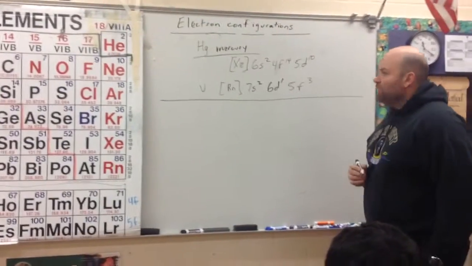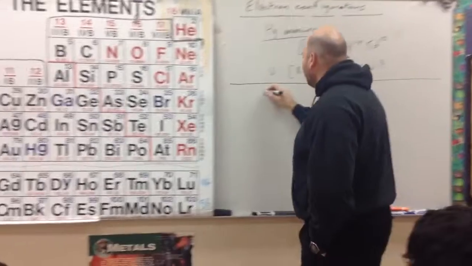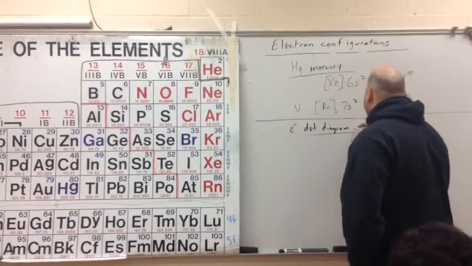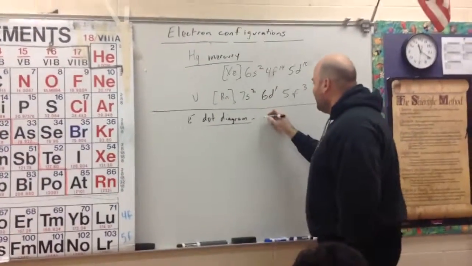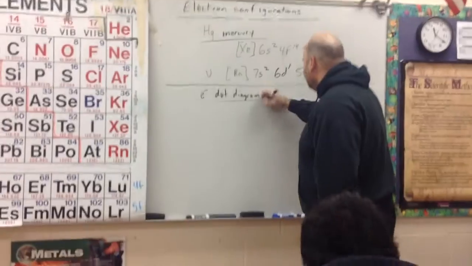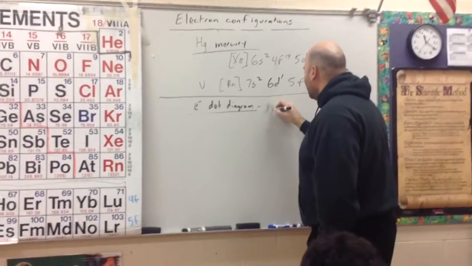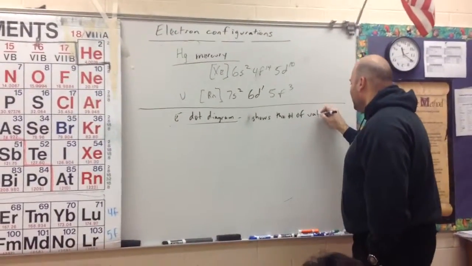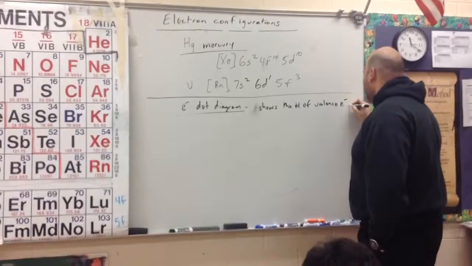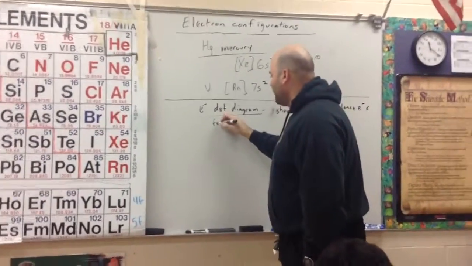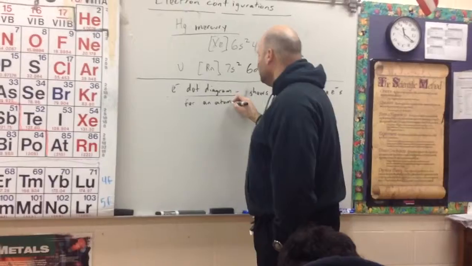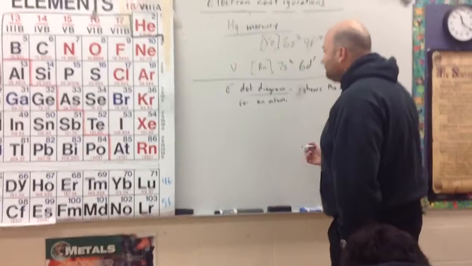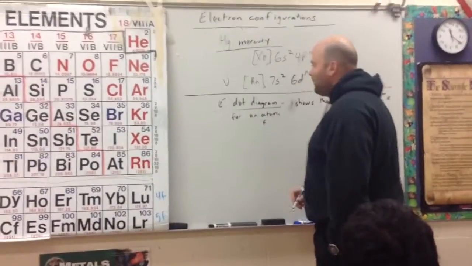All right, let's do this. Let's look at something called an electron dot diagram. And what an electron dot diagram does is it shows the number of valence electrons for an atom. So if we look at something like, we'll take an example of some of our guys that we've done.